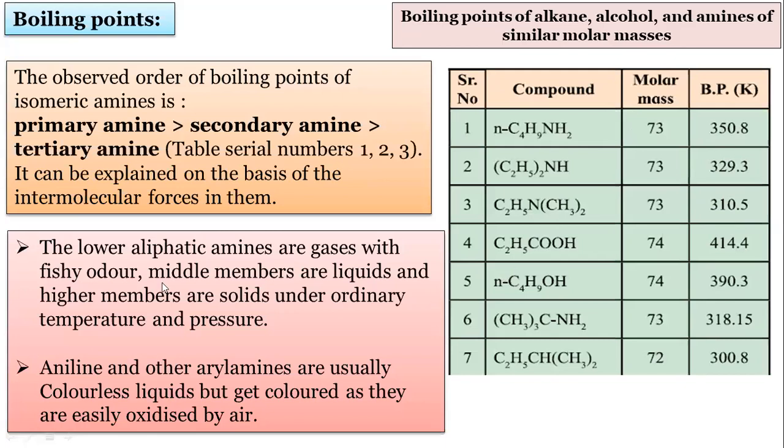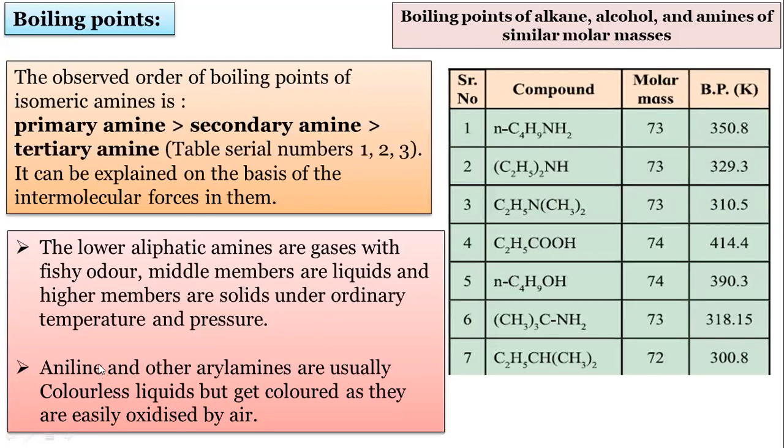Then there are some other properties. The lower aliphatic amines are gaseous and have a fishy odor. The middle members are liquids and the higher members are solids under ordinary temperature and pressure. Aniline is a very famous aromatic amine, which has an NH2 group attached to benzene, and other aryl amines are usually colorless. Both are colorless, but if you look in our laboratory, aniline is also there.